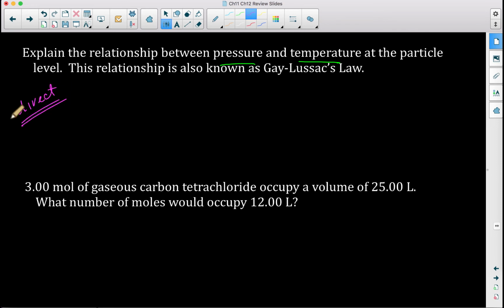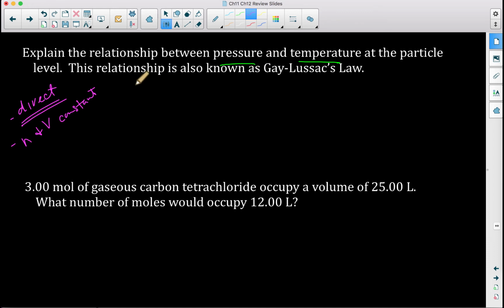What else do we know before we start crafting an answer? If I'm just talking about pressure and temperature, N and V must be constant, which makes sense because otherwise I can't just look at pressure and temperature. Okay, so now we have a foundation and we can craft an answer.